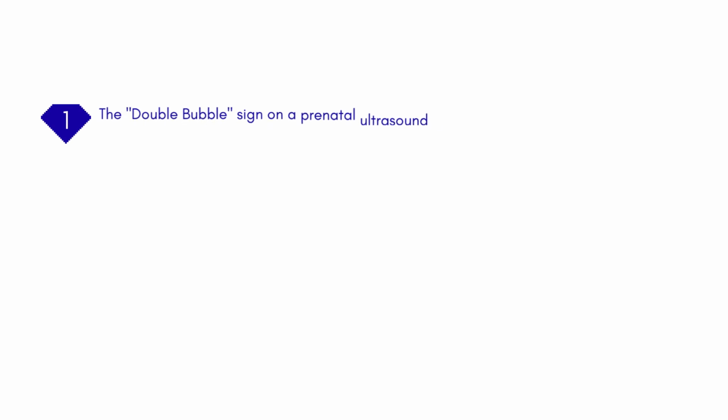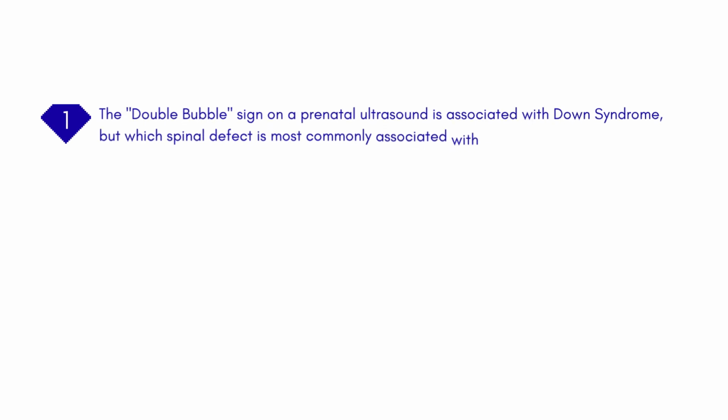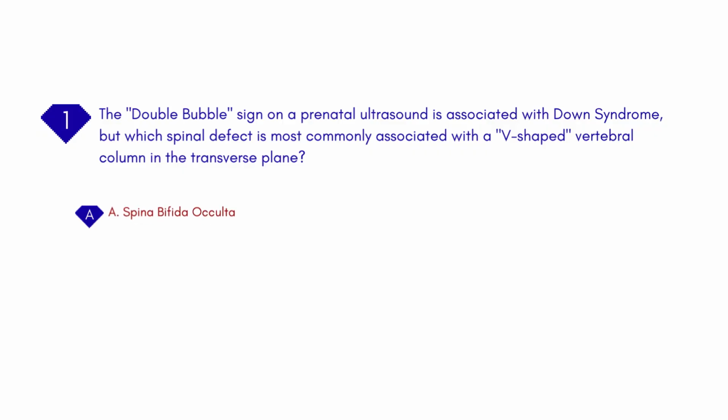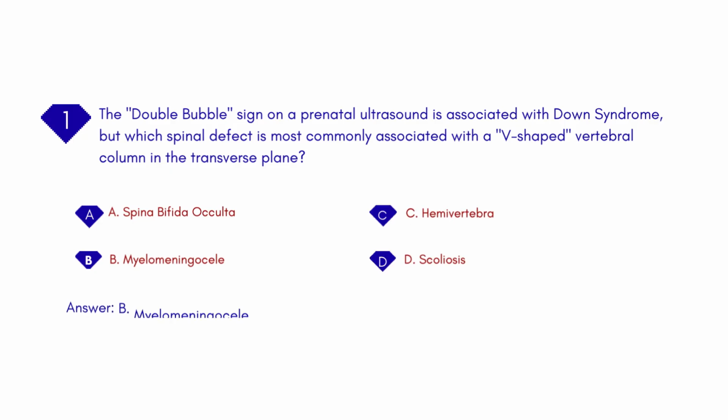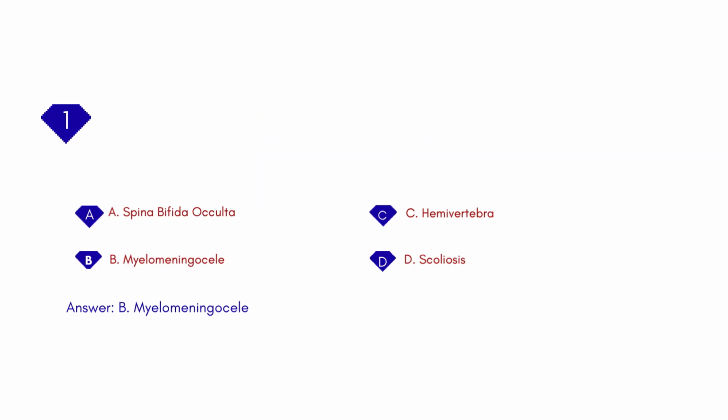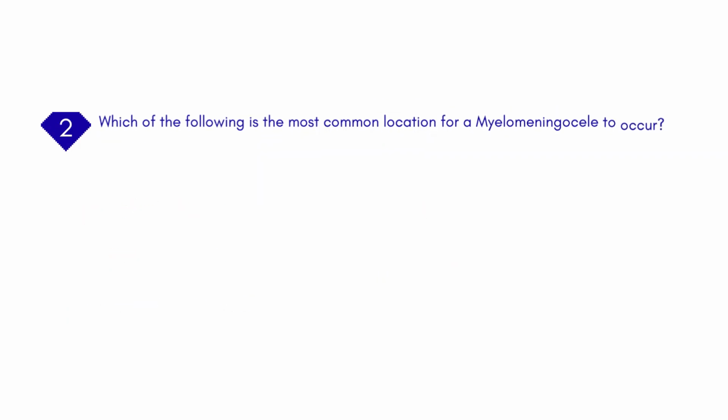The double bubble sign on a prenatal ultrasound is associated with Down syndrome, but which spinal defect is most commonly associated with a V-shaped vertebral column in the transverse plane? A. Spina bifida occulta. B. Myelomeningocele. C. Hemivertebra. D. Scoliosis. Answer: B. Myelomeningocele.